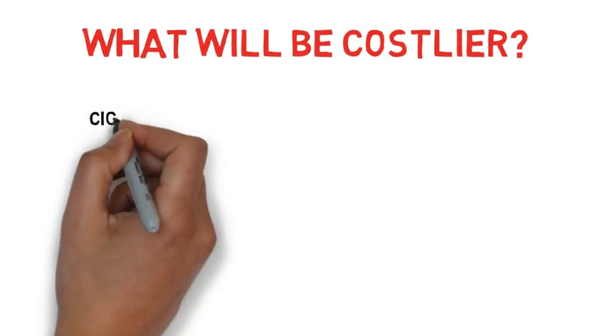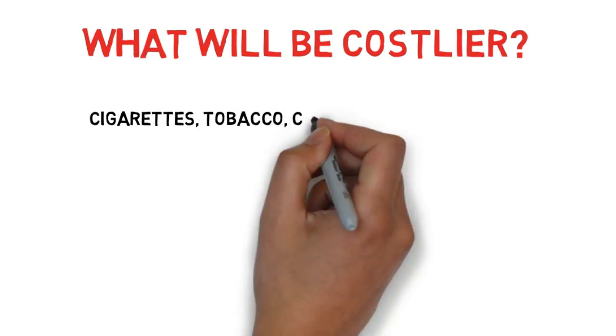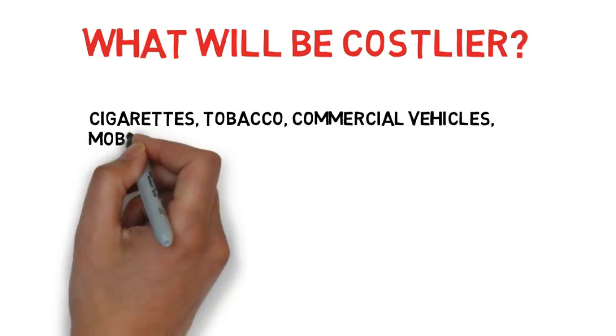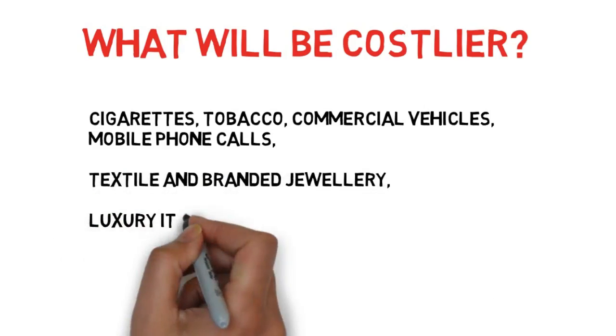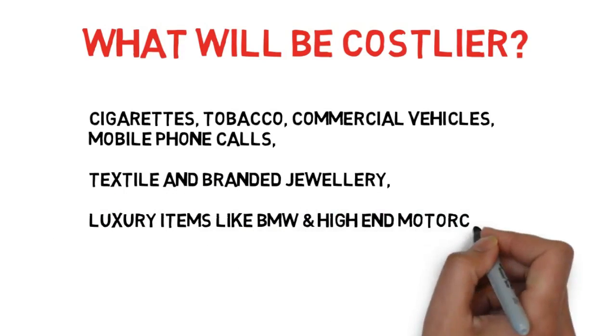And now, what will be costlier? Cigarettes, tobacco, commercial vehicles, mobile phone calls, textile and branded jewelry, luxury items like BMW and high-end motorcycles, and even precious metals will become costlier now.